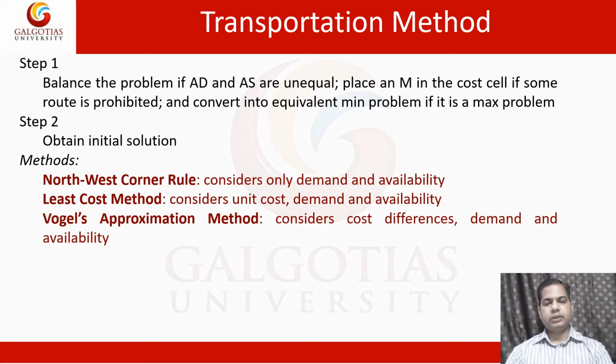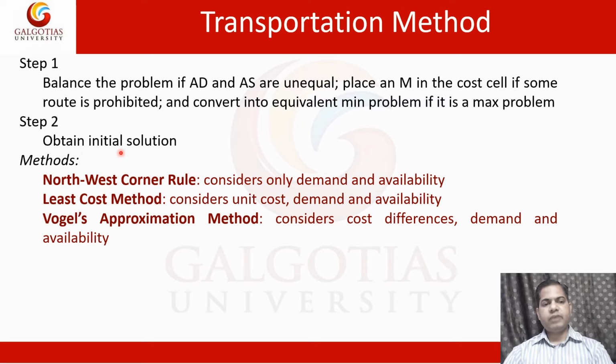The next thing is that if in some cases the sum of the roots is prohibited, that means we cannot go with that particular cell or that particular root, so we have to put an M, which has no meaning. M is just to identify that we cannot go there. We have no value there, and we cannot put zero there either. So we will put just M over there if any cell or root is prohibited, and convert into an equivalent minimization problem if it is a maximization problem. If my objective is a maximization problem, I have to convert this into a minimization problem.